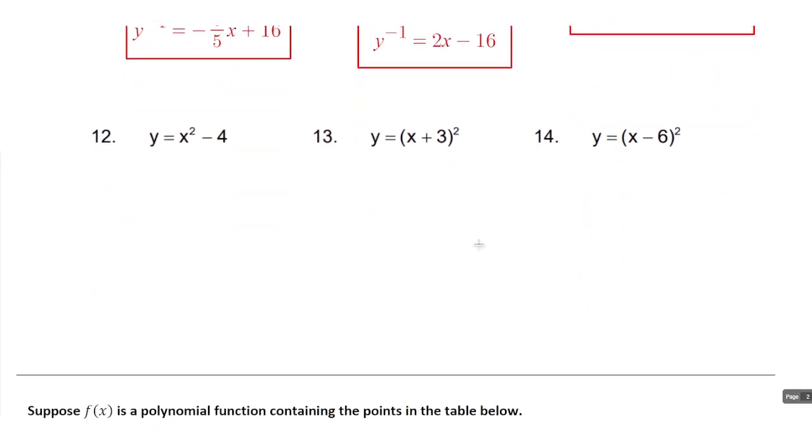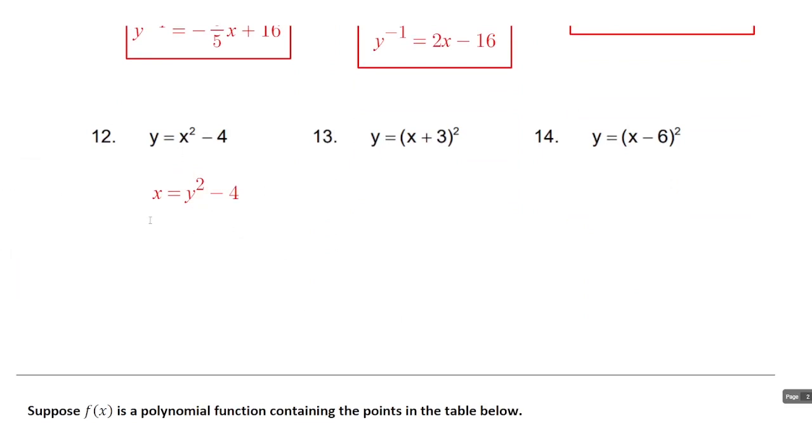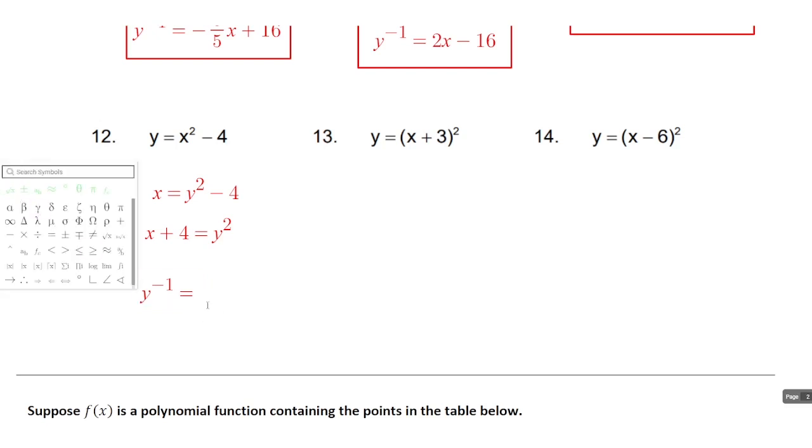Number 12, very similar problem. We'll start by swapping x and y. So x equals y squared minus 4. Then we'll add 4 to both sides. X plus 4 equals y squared. And then to isolate the y and get our inverse here, we're going to take the square root of both sides, but just like with number 11, we do need a plus or minus. So plus or minus the square root of x plus 4.